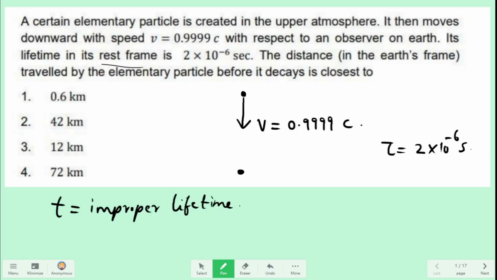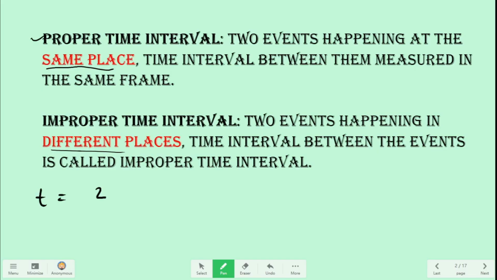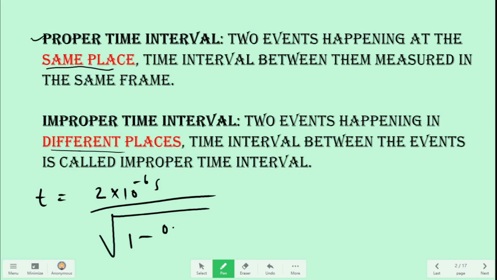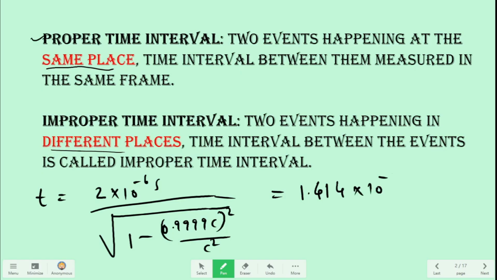And the relation between proper lifetime and improper lifetime is t = tau divided by the square root of 1 minus v squared divided by c squared. Here tau is the proper lifetime and t is the improper lifetime. Therefore we have the improper time interval t = 2 × 10^-6 second divided by the square root of 1 minus (0.9999c) squared divided by c squared. If you evaluate this, you will find 1.414 × 10^-4 seconds.